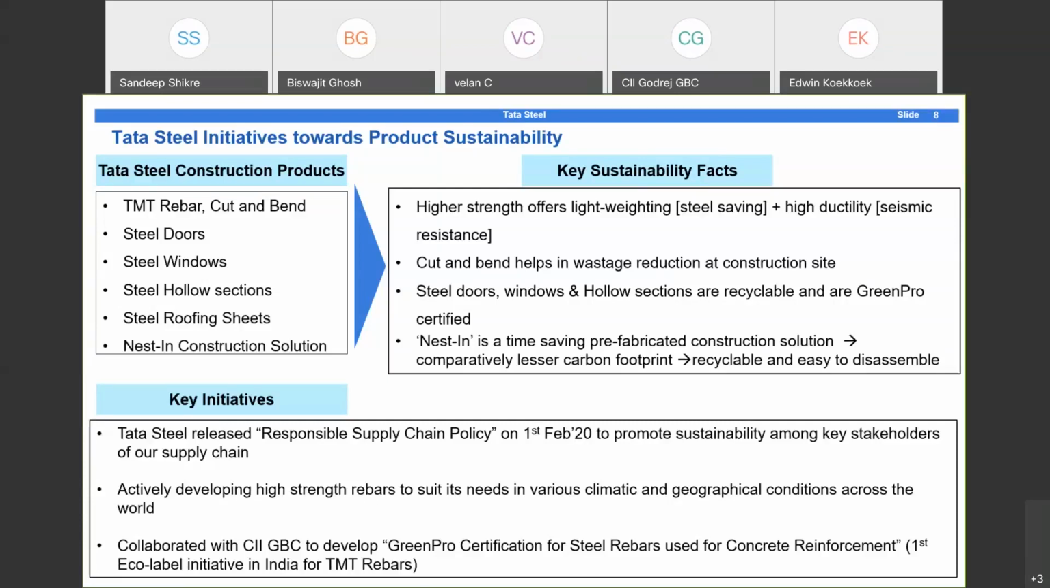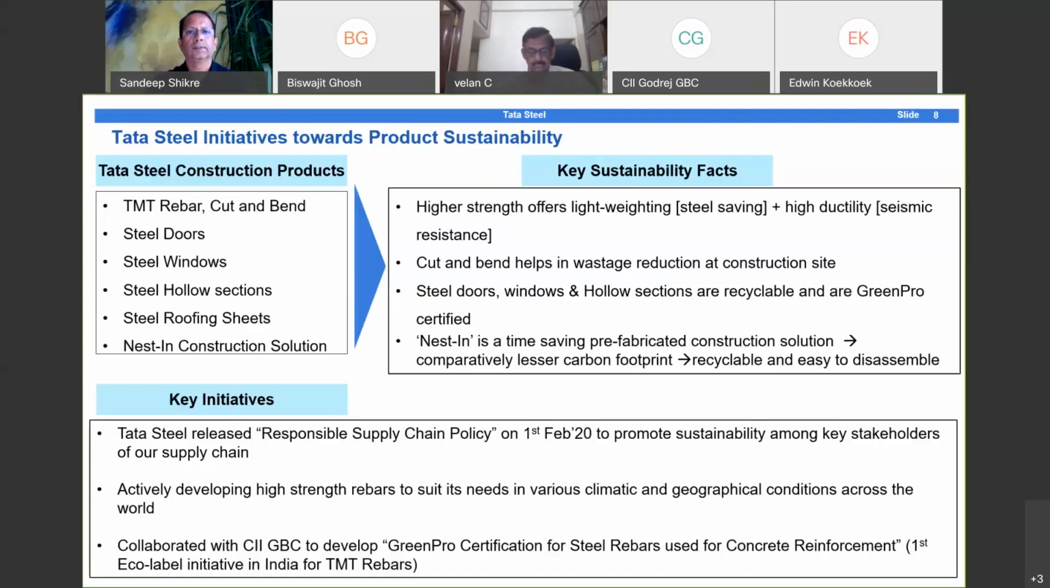Tata Steel is very actively developing high-strength rebars for various climatic and geographic conditions across the world, especially in India. Also, Tata Steel has been collaborating very actively and closely with GBC to develop GreenPro certification for steel rebars used for concrete reinforcement. Typically, rebars are not yet eco-labeled, whereas there are various construction components which are eco-labeled. Steel rebars, being a very major component, cannot be left out. So the GreenPro framework is under development with CII GBC, and I believe by the end of this year, this work will get concluded, so that various applicants can get their rebars eco-labeled, and consumers can understand which are the rebar products which are better from the sustainability point of view.